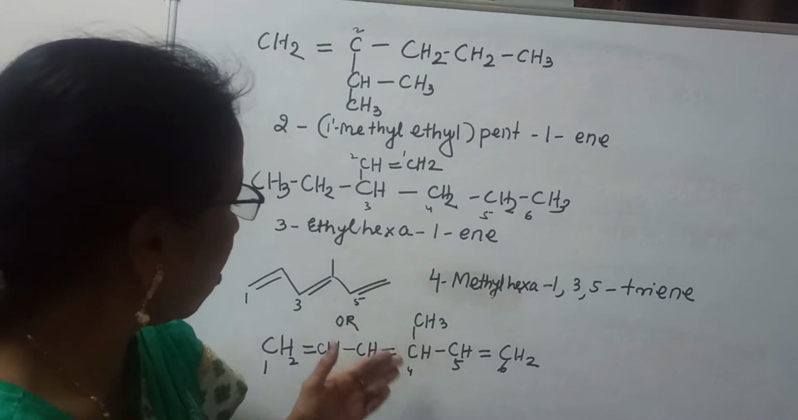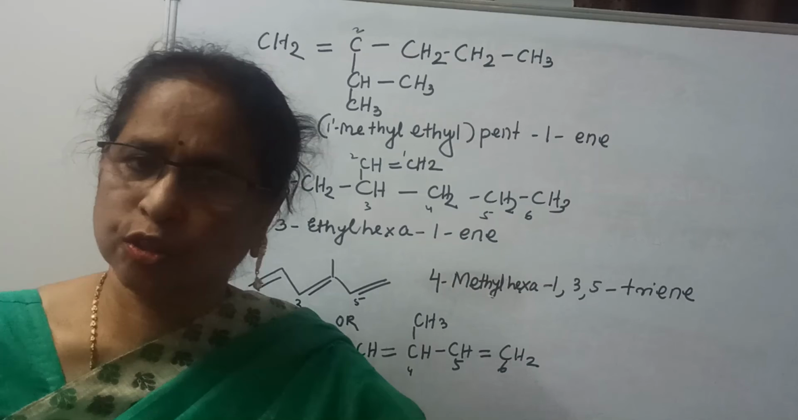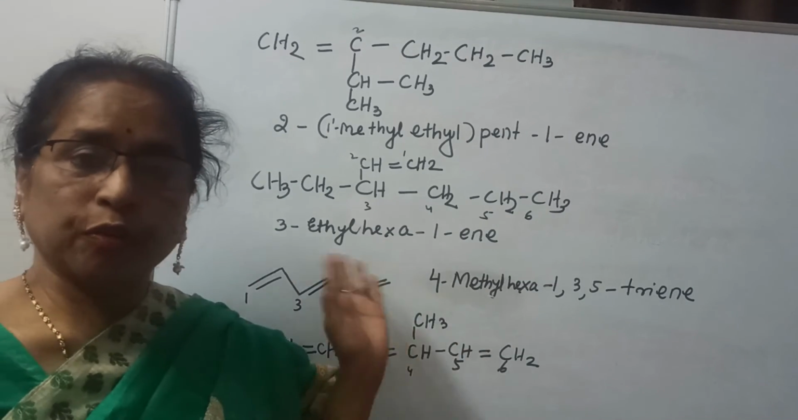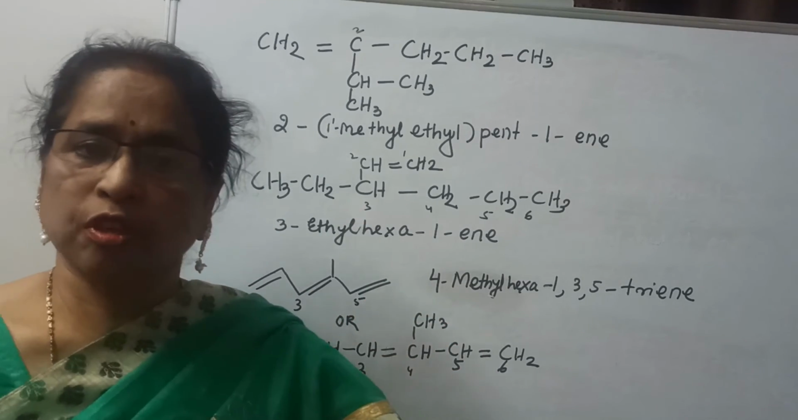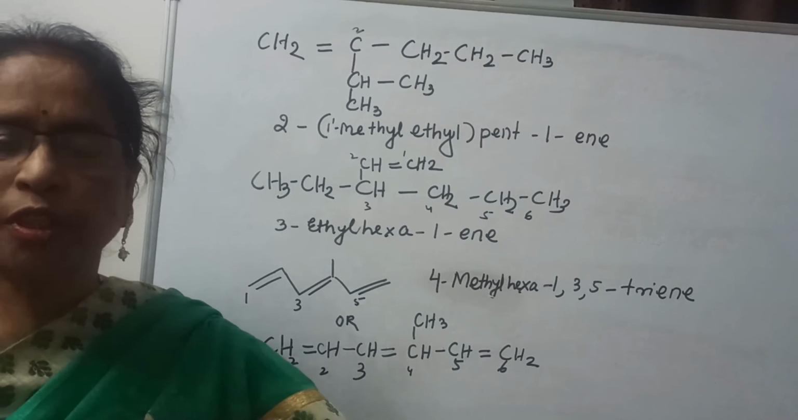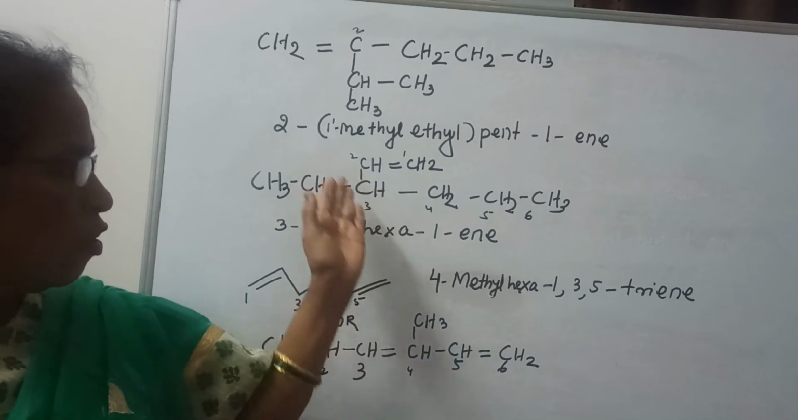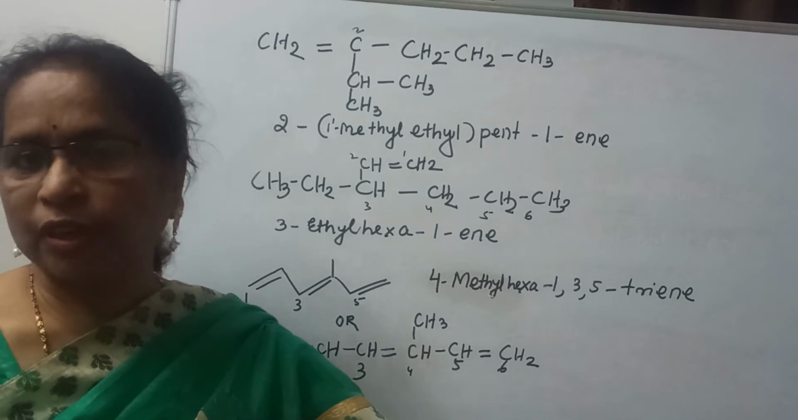Now I hope almost all the important IUPAC naming of alkene structures is finished, and if a structure is given in the question, you can write the name. If the name is given, you can change it to a structure. I hope you can feel easy now. If any question comes to you, please try again by using all the structural formulas that I have explained here. I hope you feel easy.